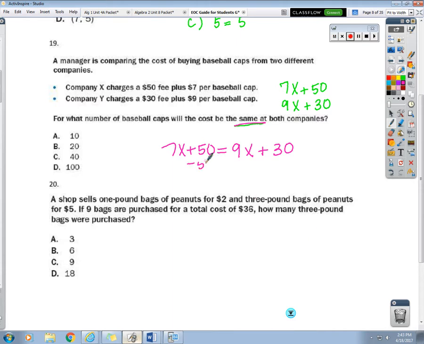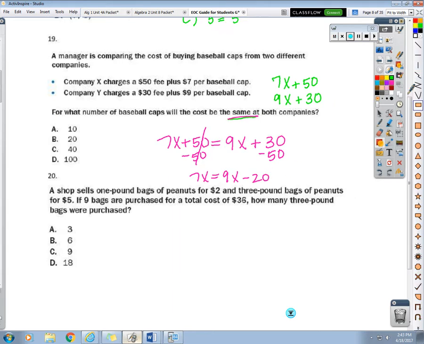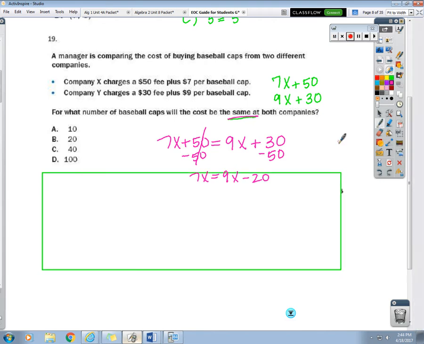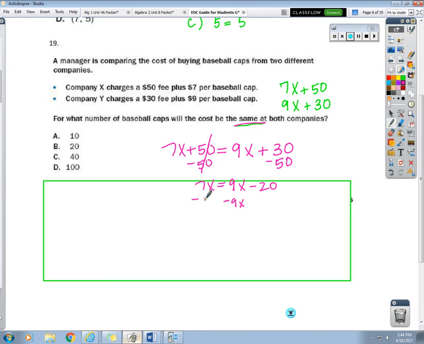Okay, you could subtract 50, cancel it over here, subtract it over there. And now you have 7x = 9x - 20, and then what would you do? First, you would now have to subtract that 9x to join the 7x, correct? And you would get -2x = -20, and then what's the last step? Divide by -2, divide by -2, so x = 10.